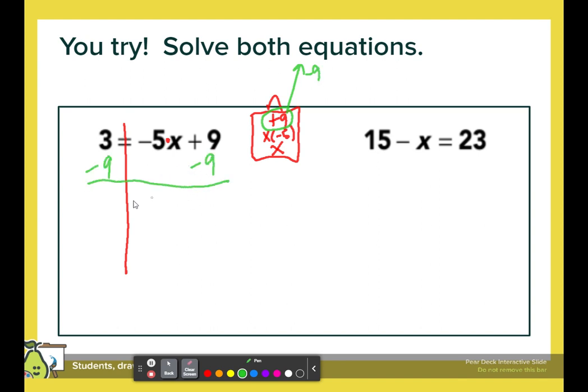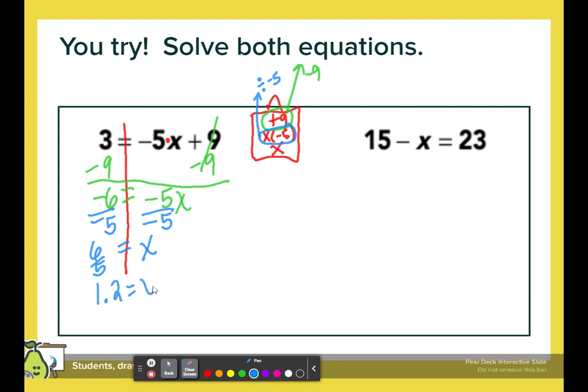And 3 minus 9 is negative 6, and I'm left with a negative 5x because this is 0. So that's what I'm left with on that side. Now I got to go unpack my times a negative 5. The opposite of times is dividing by a negative 5. That side equals 1, and negative 6 divided by negative 5 is 6/5, which you can probably leave at 6/5 or 1.2. Both are fine.